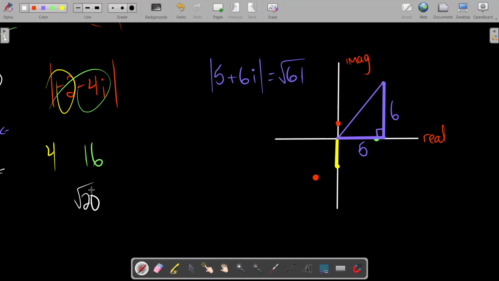And since you're in an advanced class, you should know this. What is the square root of 20 equal to? It is 2 root 5. Remember how we take the square root and break it down into root 4, root 5. So we would say that the modulus of -2 minus 4i is 2 root 5. It's really not a very difficult thing, is it?